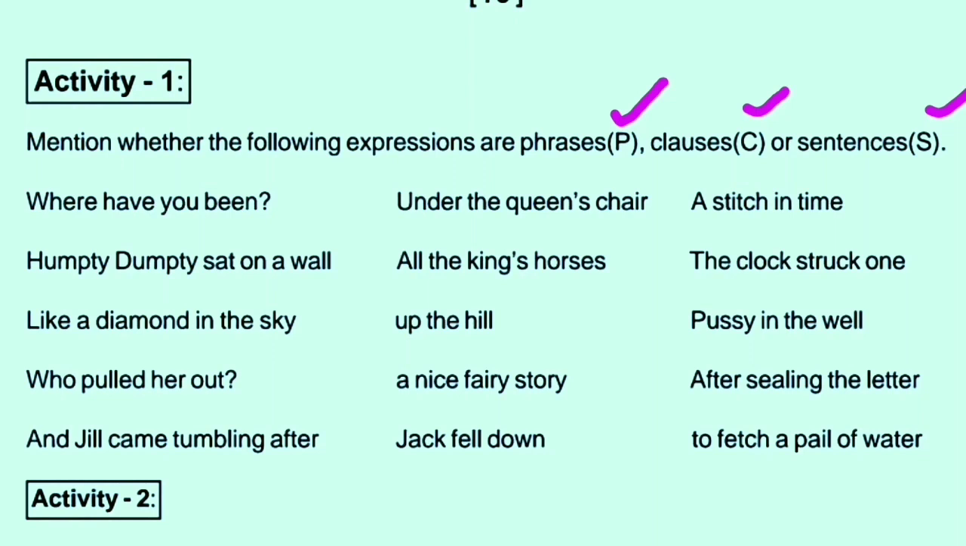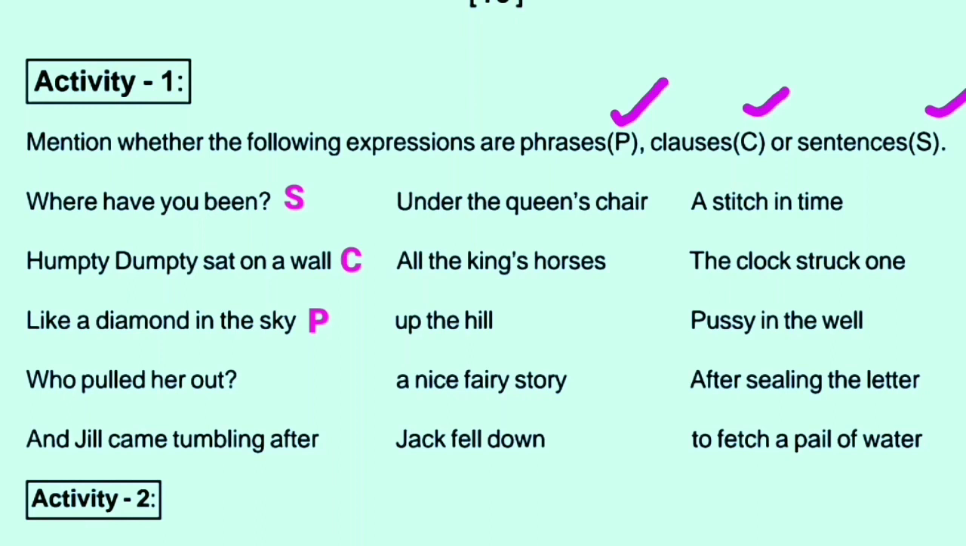Interrogative or question mark is put at the end of the sentence. Hence, it is a sentence, an interrogative sentence. Humpty Dumpty sat on a wall is part of a sentence and has a finite verb of its own. Hence, it is a clause. Like a diamond in the sky. Phrase. Group of words is a phrase.